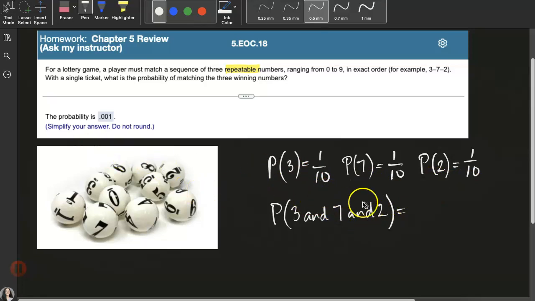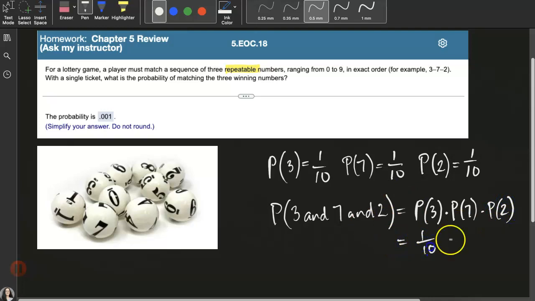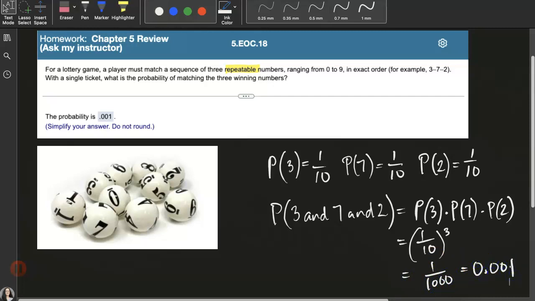So for that probability, what we do is we multiply the probability of each individual event, which is the same as multiplying 1/10 3 times. Or we could say 1/10 raised to the 3rd, which is the same as 1/1000th, which when we change that to a decimal is 0.001. So the probability of drawing a 3 and a 7 and a 2 with these numbers with repetition is 0.001.